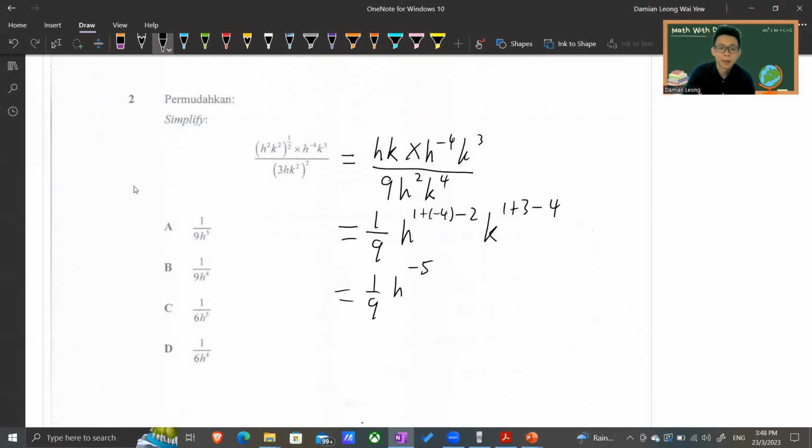Power 0 means it's the number 1. So no need to write. Okay, because times 1 doesn't change anything. So the power negative, I just shift it to the bottom of the fraction, then no more power negative. So it's 1 over 9h to the power 5. Answer A.